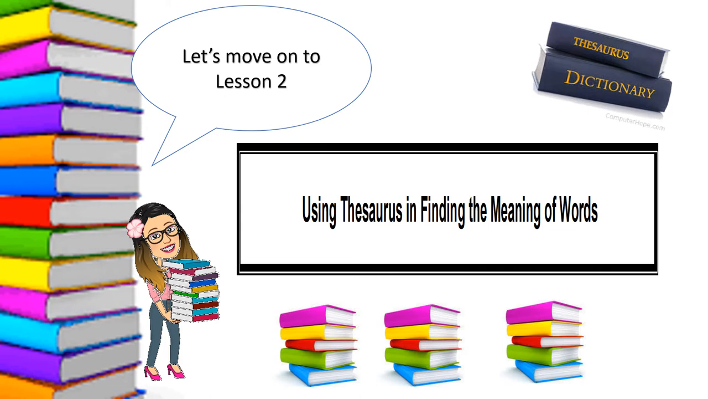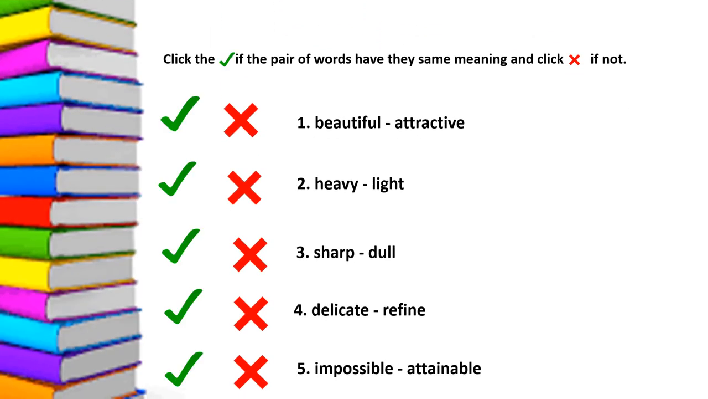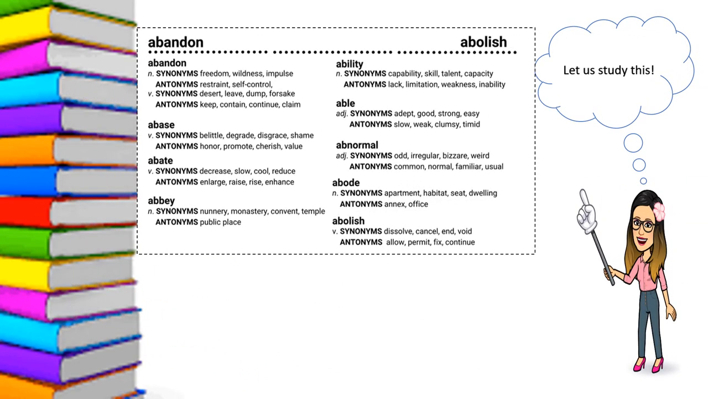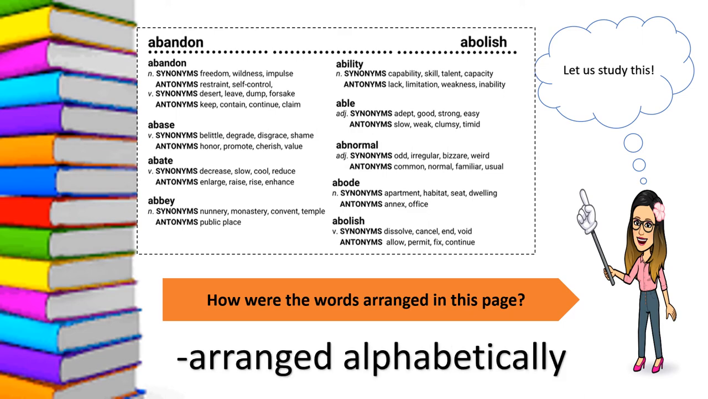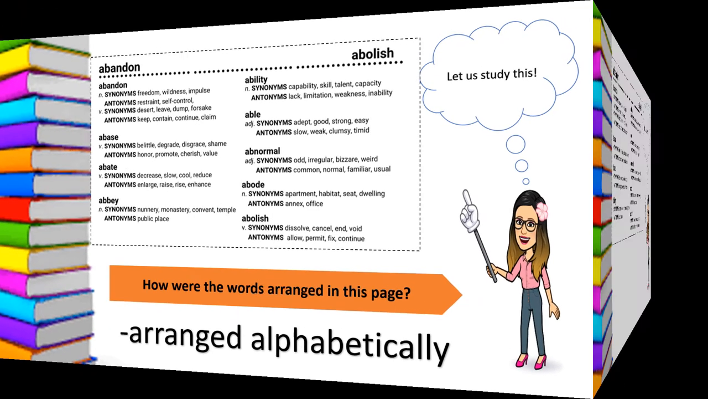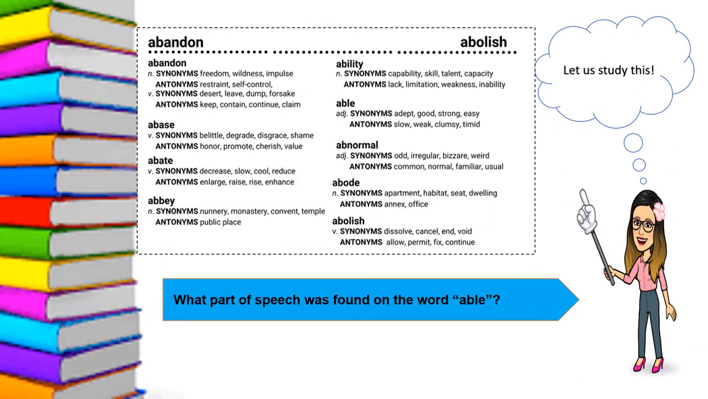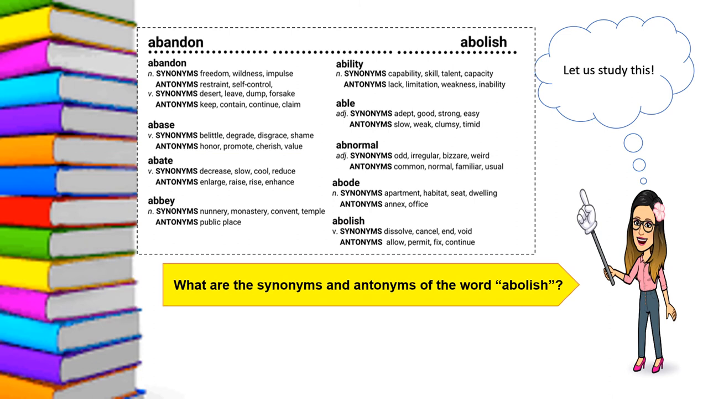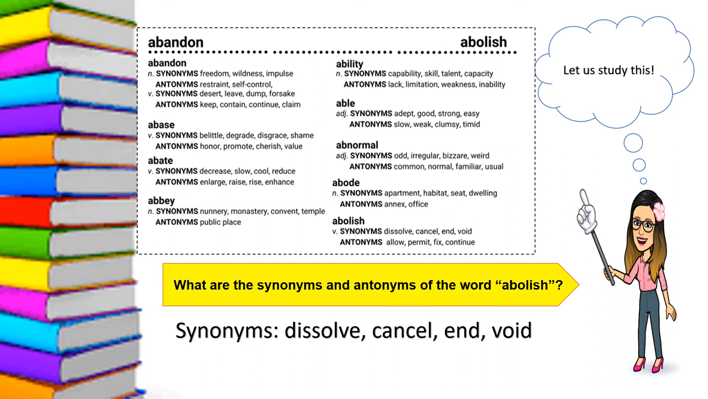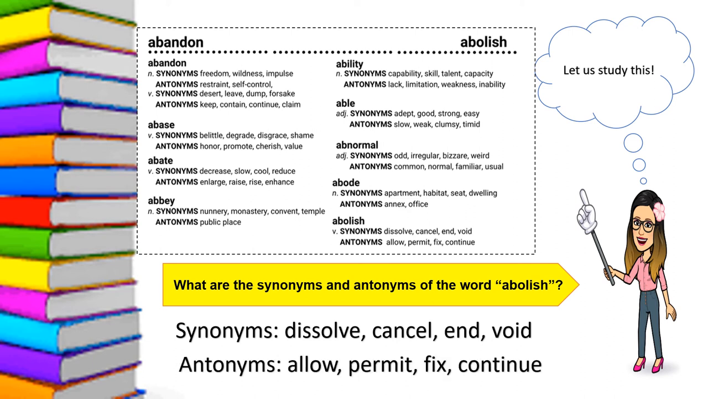Our next lesson is using thesaurus in finding the meaning of words. Click the check if the pair of words have the same meaning, and click the X if not. Let us study this. How were the words arranged in this page? Let's arrange alphabetically. What part of speech was found on the word evil? Adjective. What are the synonyms and antonyms of the word abolish? The synonyms are dissolve, cancel, and void. The antonyms are allow, permit, fix, continue.